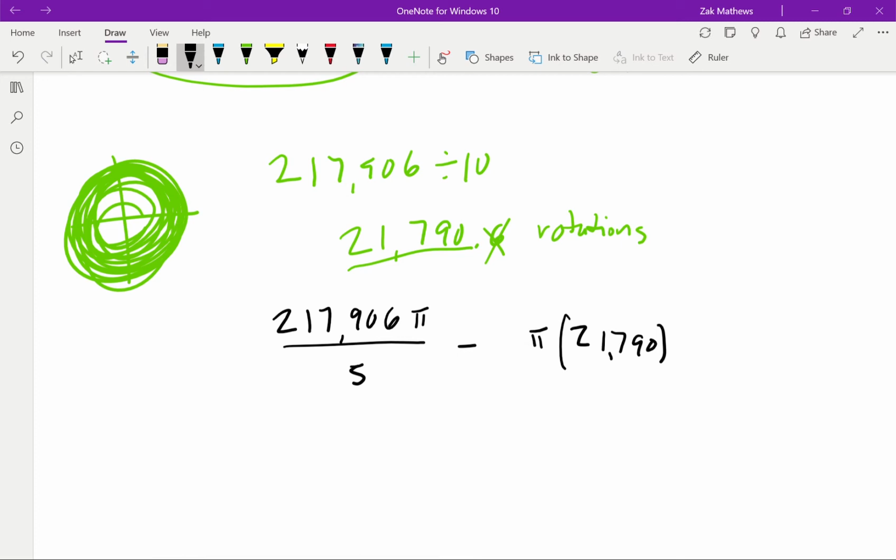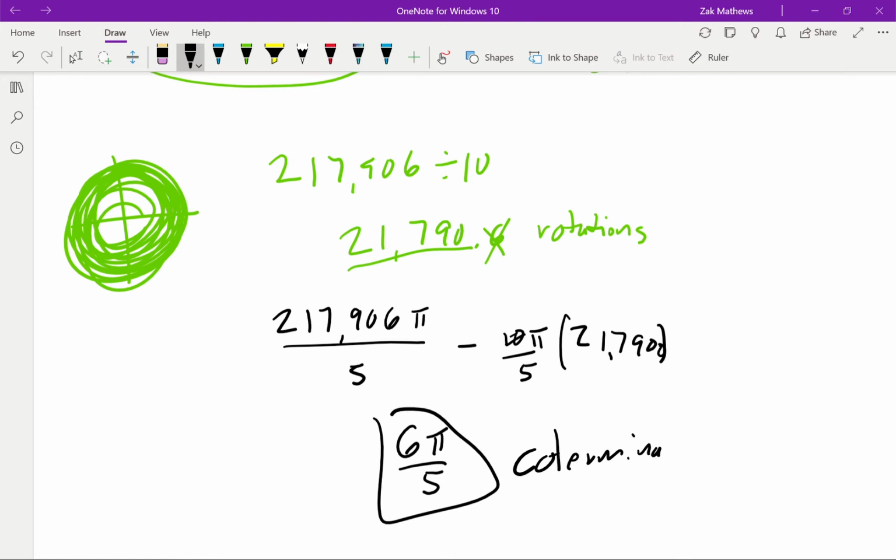I want to use the common denominator still, so I'm going to use the 10 pi over 5. So when we multiply these, I'm just going to move that 0 over by 1. And so we will be left with 6 pi over 5. And that is a coterminal angle. And more importantly, it's a very useful coterminal angle because it is between 0 and 2 pi. 6 pi over 5 I know would be right about here. So what this thing would look like, it would have 21,790 rotations and it would have 6 pi over 5 past it. This would be a very useful coterminal angle.